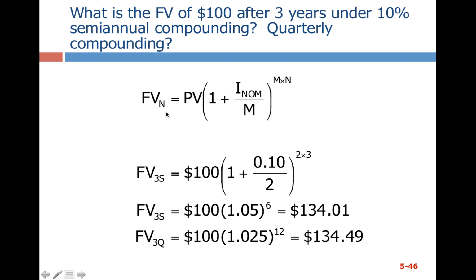Here's our formula. Future value equals present value multiplied by 1 plus the nominal rate over m, raised to the power m times n. So you have all your variables here. You plug them into the formula, solve it out. It's pretty straightforward. Again, m is how often it's compounded, n is the amount of time.